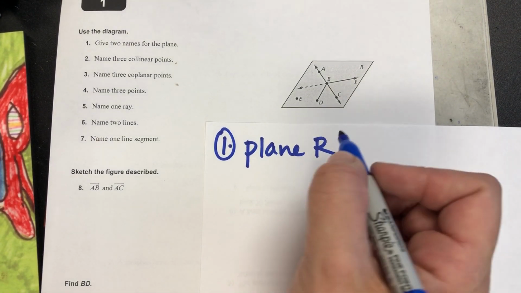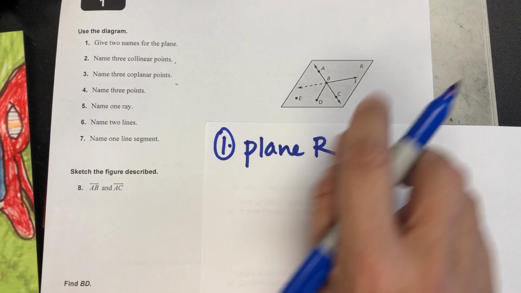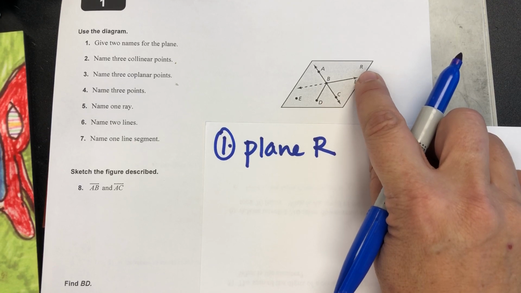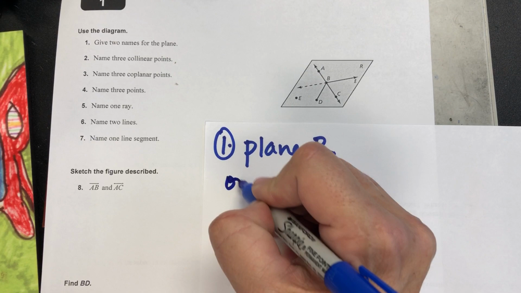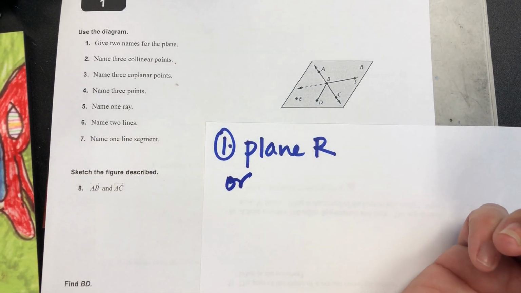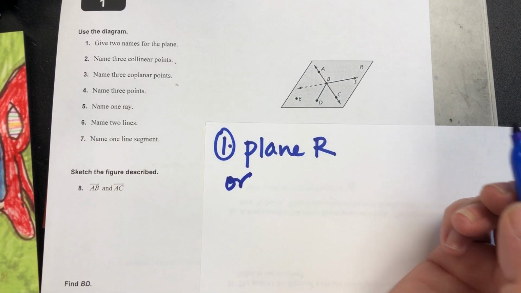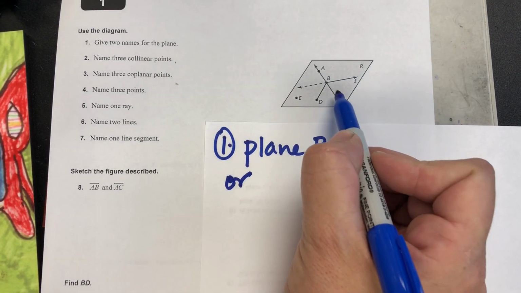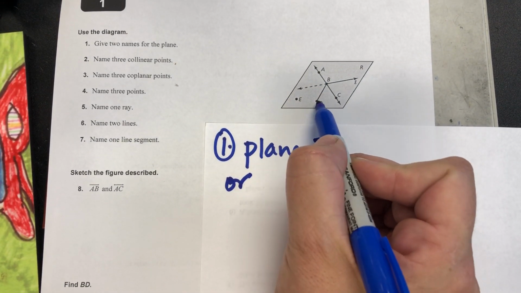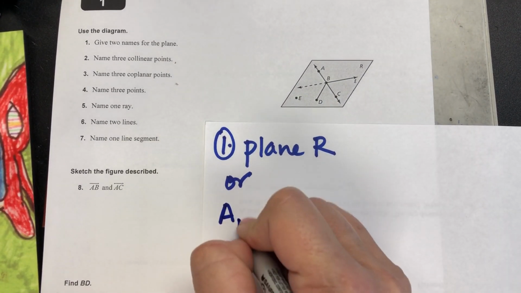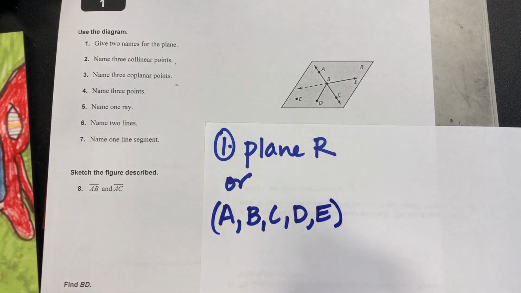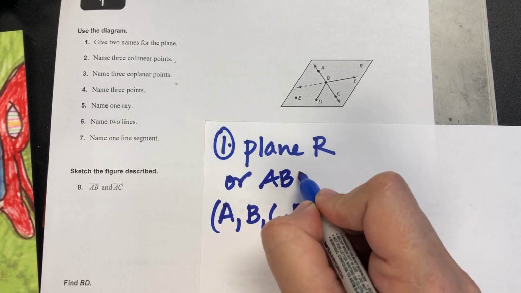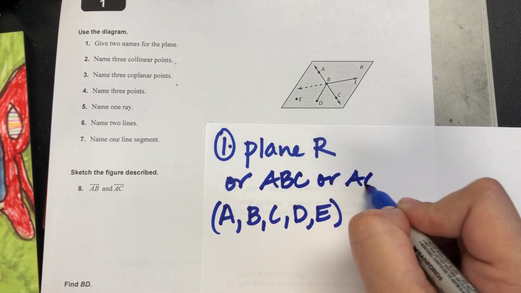Now, the other way we can name this plane, besides a single letter without a dot, is to choose 3 points that are in the plane and write them without separation. The points that are in this plane are either A, B, C, D, or E. So we have the collection of points A, B, C, D, or E, and all you got to do is put 3 of them together. No commas.